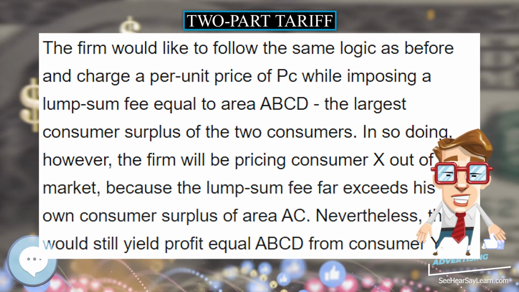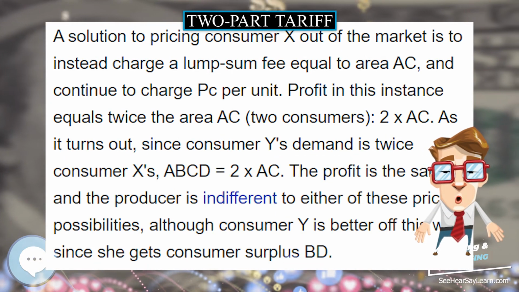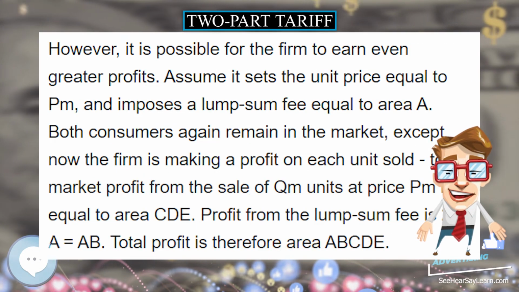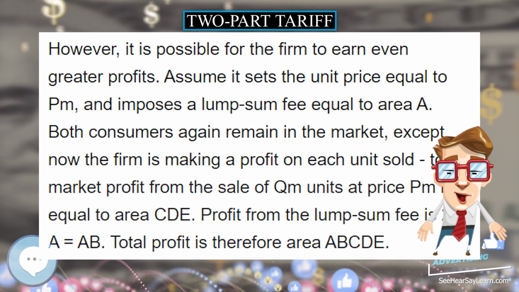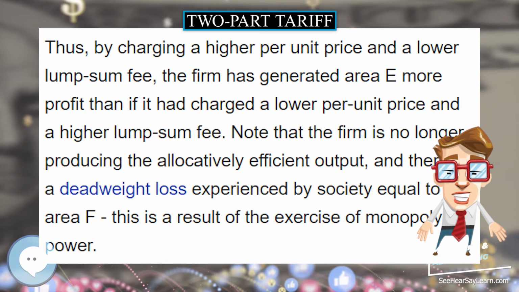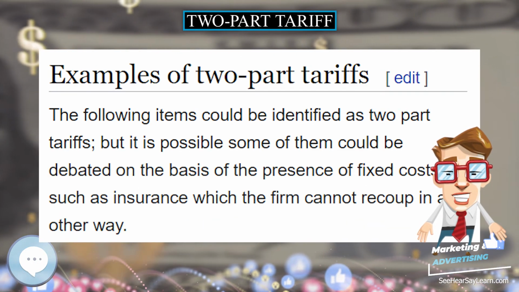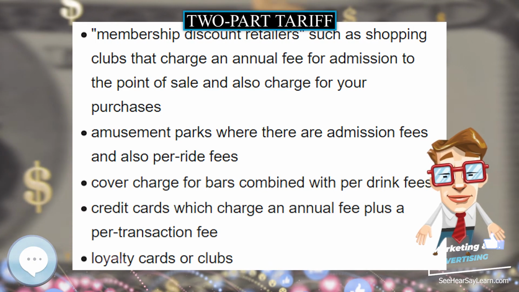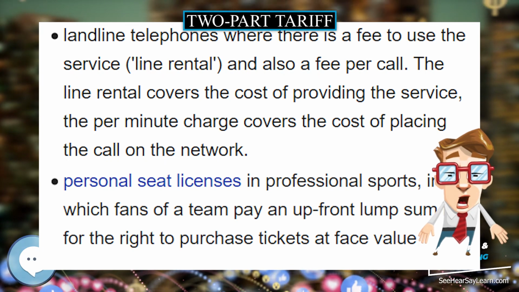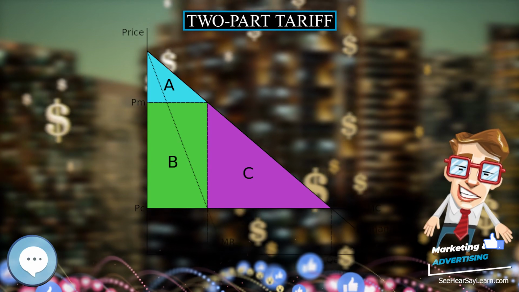Assume it sets the unit price equal to PM, and imposes a lump sum fee equal to area A. Both consumers again remain in the market, except now the firm is making a profit on each unit sold. Total market profit from the sale of QM units at price PM is equal to area CDE. Profit from the lump sum fee is 2xA equals AB. Total profit is therefore area ABCD. Thus, by charging a higher per unit price and a lower lump sum fee, the firm has generated area E more profit than if it had charged a lower per unit price and a higher lump sum fee.